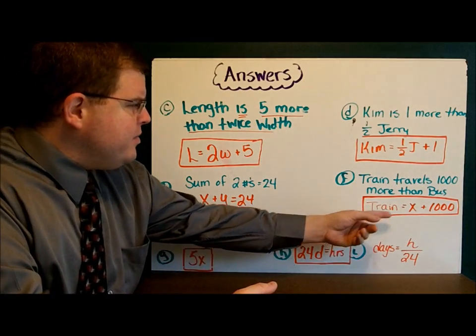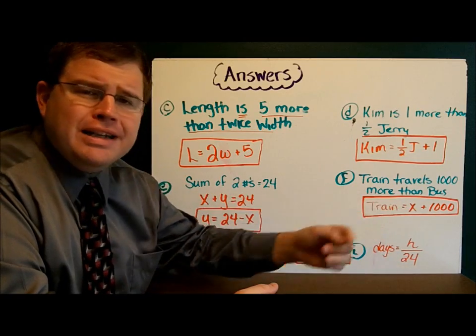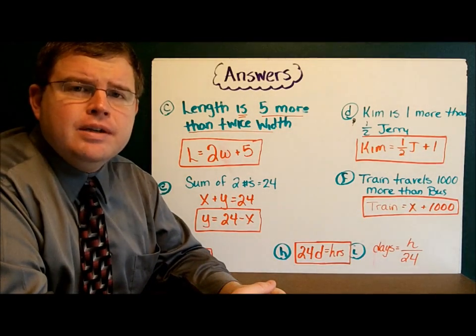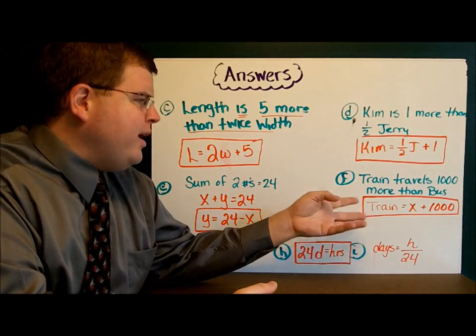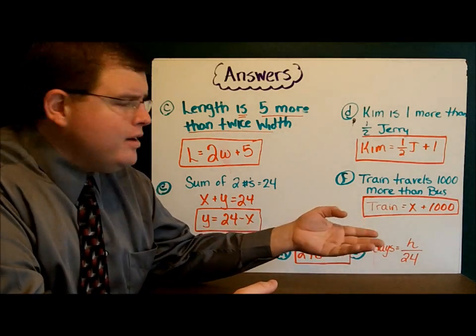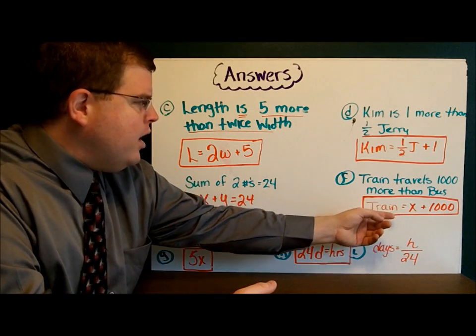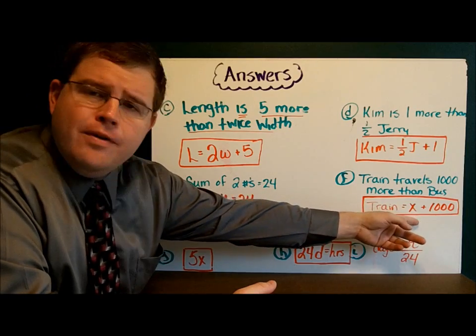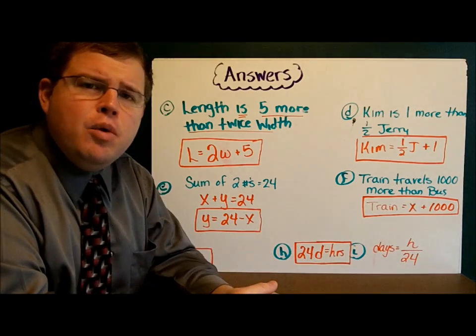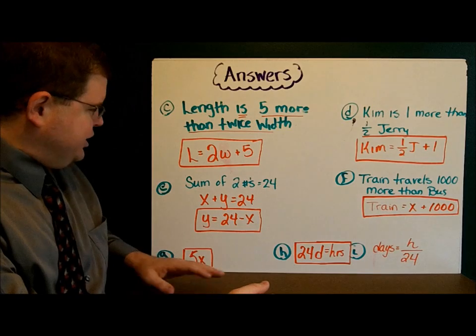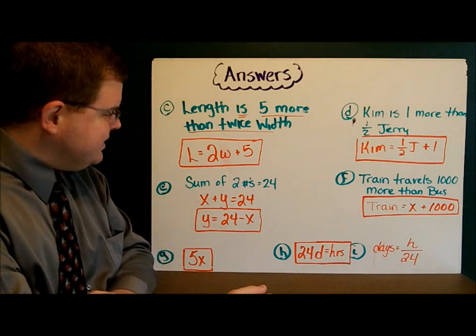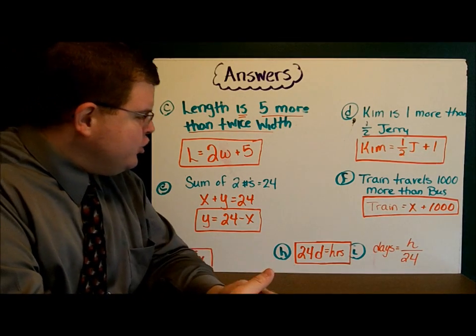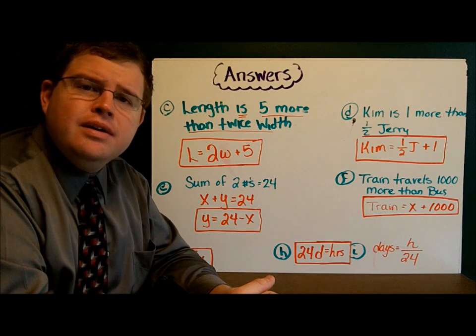So train equals however far the bus went plus 1,000. If the bus went 10, the train went 1,010. We don't know how far the bus went. All we know is the train went however far the bus did, and 1,000 more after that. G, we have 5x.